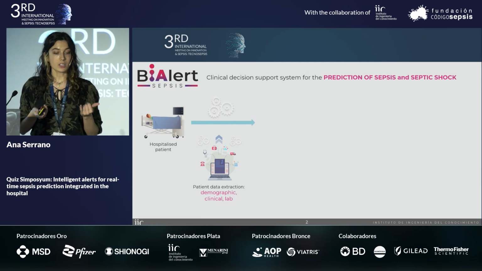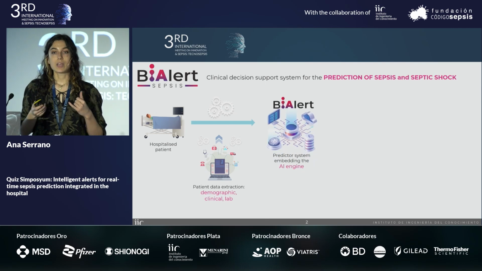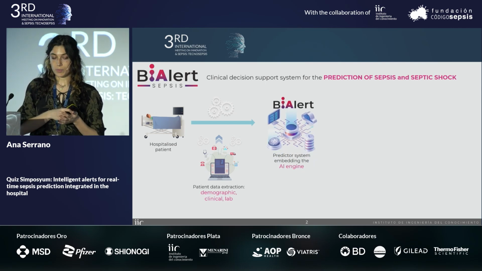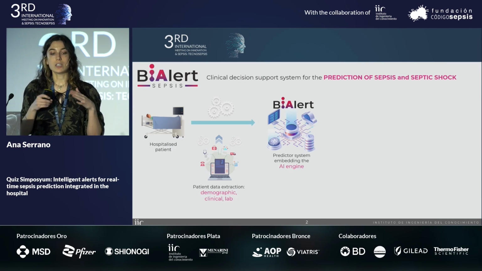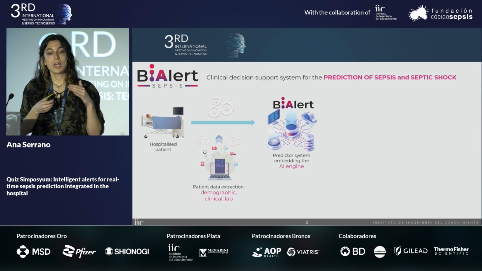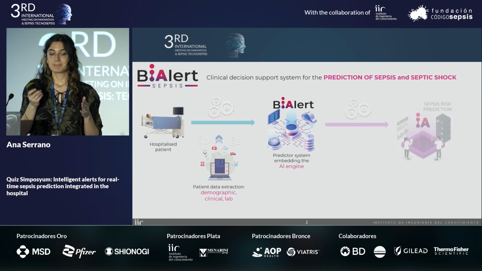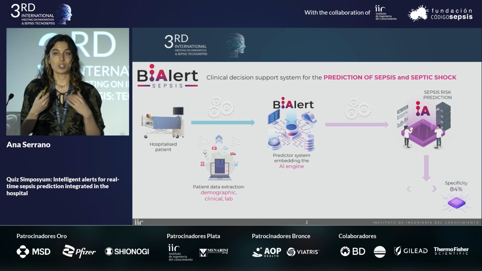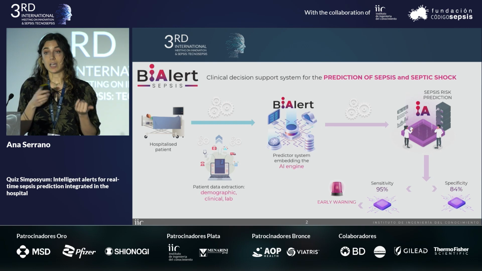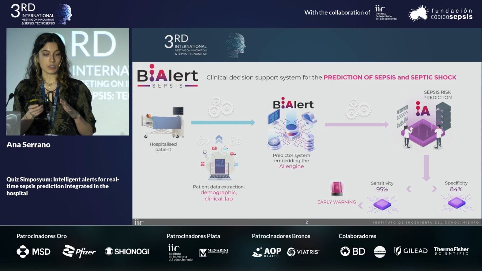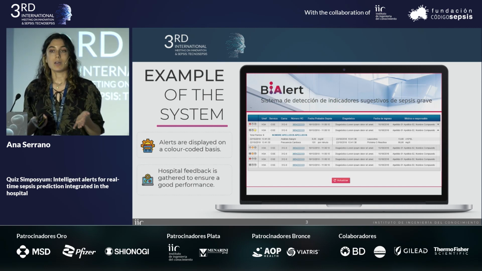So BeAlert automatically reads these measurements and inputs them to an artificial intelligence model, which predicts whether the patient has risk of developing sepsis in the 24 hours that follow the measurement of the variables. And so if the model does predict that the patient is going to develop sepsis, then the healthcare professionals at the hospital see an alert. And this is the main interface of BeAlert, where alerts can be seen.